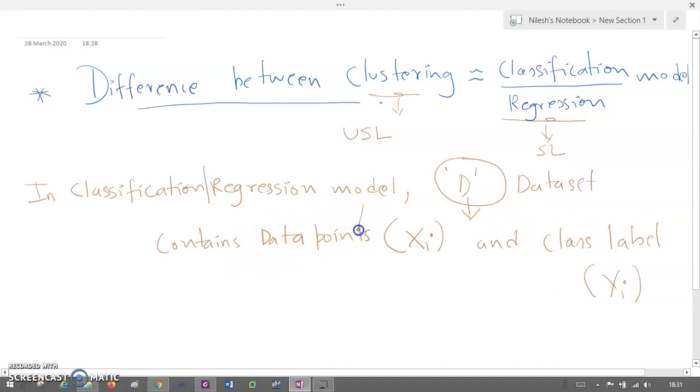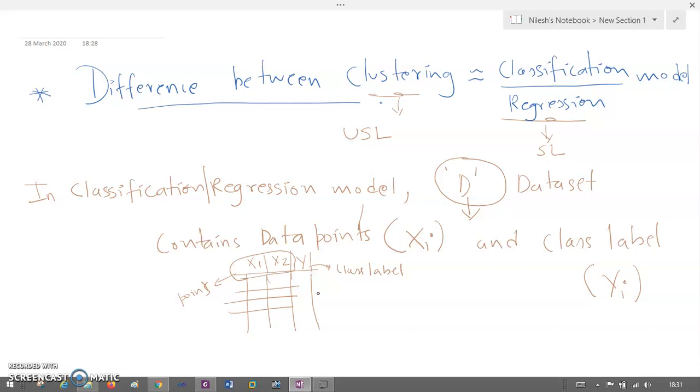Here, this is my x1, x2, and let's say this is my y. This bunch of things is x of i, and this is y of i, my class label, and these are the data points. Certainly, I can plot these data points in a scatter plot, the comparison between x and y.